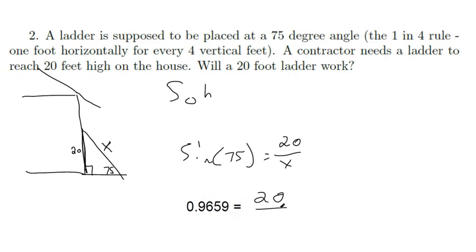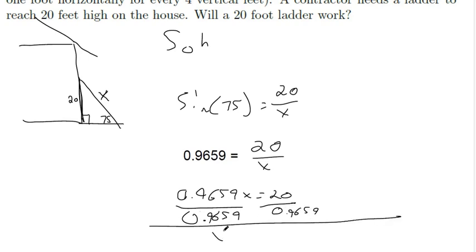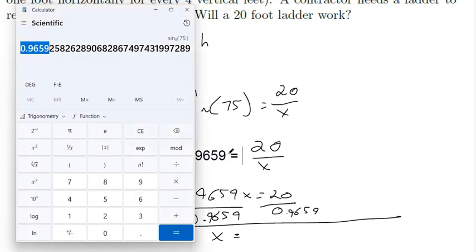You can't solve for x if it's in the bottom of a fraction. So multiply both sides of this equation by x. And that 0.9659 is multiplying to x. So you want to do the opposite. You want to divide both sides by 0.9659. So it means x is going to be 20 divided by 0.9659. So that's 20.7.